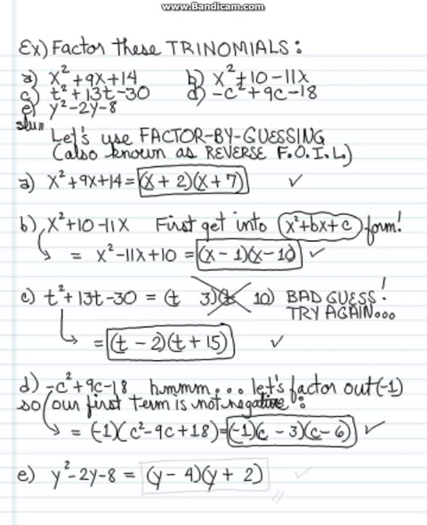But for the middle, the product of the outers plus the product of the inners, let's see, that would give us 2y minus 4y, which is minus 2y. So that's good factoring. And we're finished.